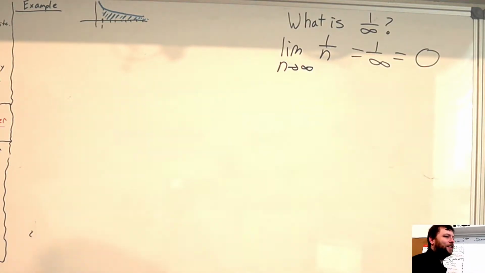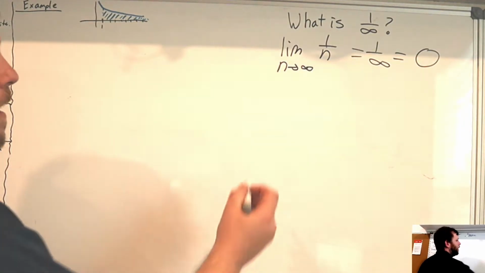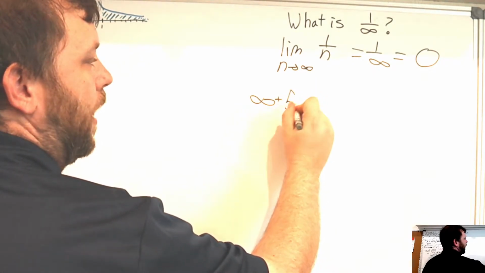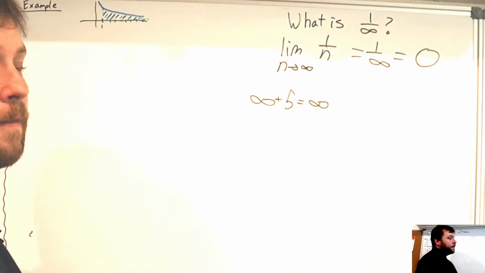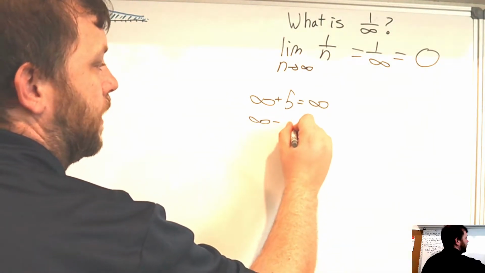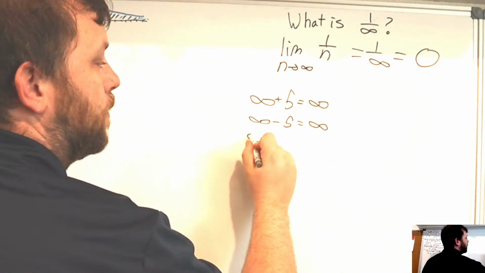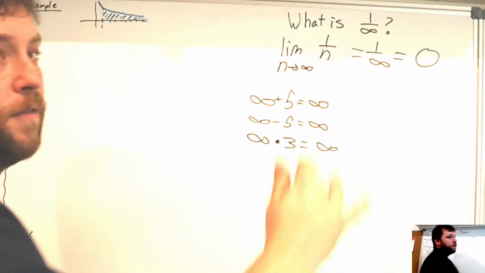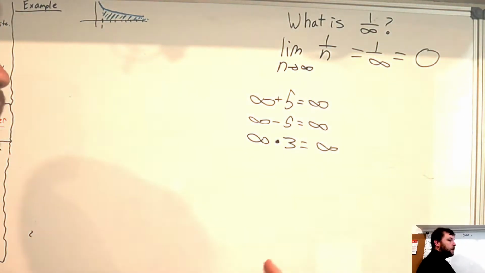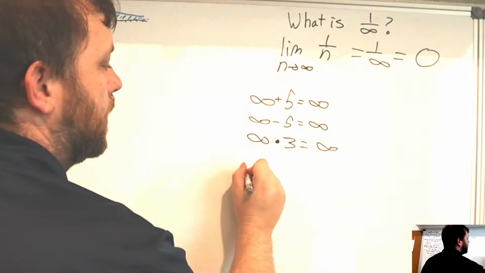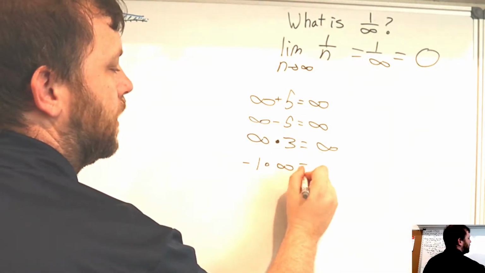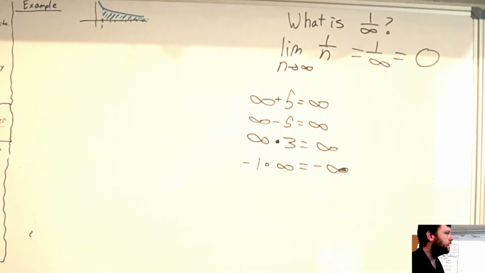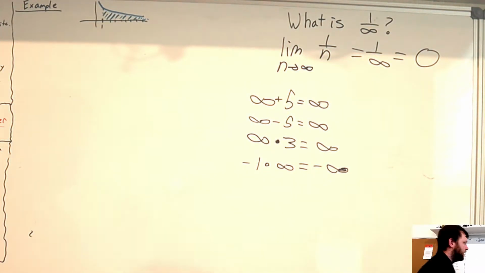Infinity has other little weird properties too. What's infinity plus a number? If I go infinity plus 5, it's still going to be infinity. Same thing if I subtract a number, it's still infinity. If I multiply by 3, 3 times infinity is still infinity. Same thing if you divide. If I multiply by a negative number, negative 1 times infinity, we'll have negative infinity. So those negative rules still apply. But if you add or multiply, it doesn't matter.